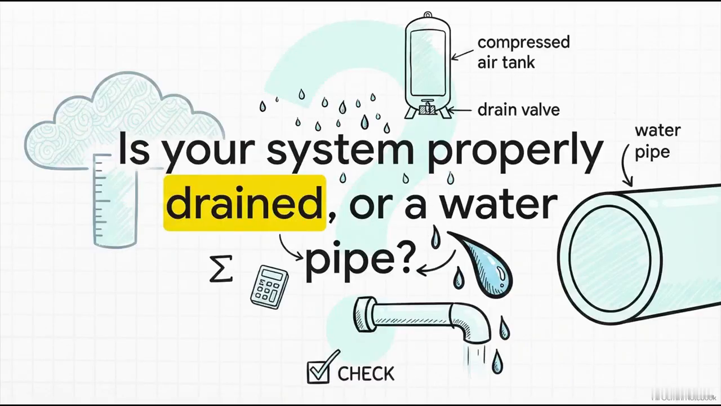So I leave you with this thought to take back to your facility. Based on the math we just covered, and knowing that dozens of liters of water are trying to infiltrate your lines every single day, is your system properly drained, or are you operating a very expensive water pipe by mistake? Check those drains, respect the math, and keep your air dry.